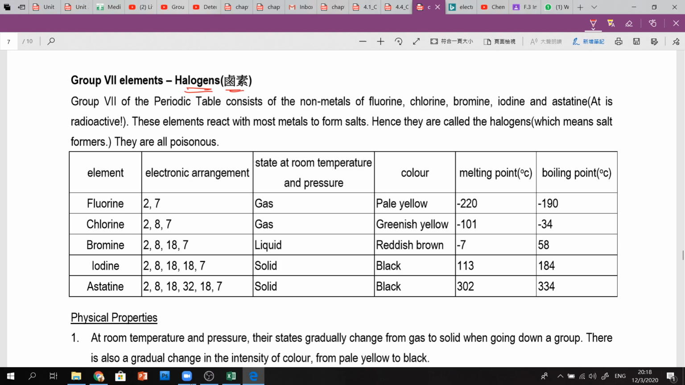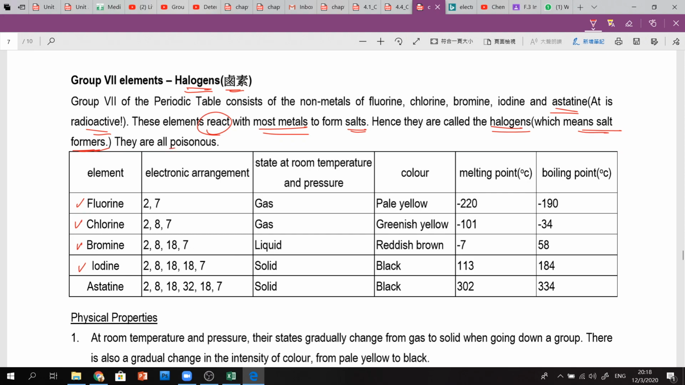We would commonly talk about the following four: fluorine, chlorine, bromine, iodine. Of course, astatine is radioactive, just like the other elements I've just mentioned. These elements react with most metals to form salts, so they are called halogens because they are the salt formers.